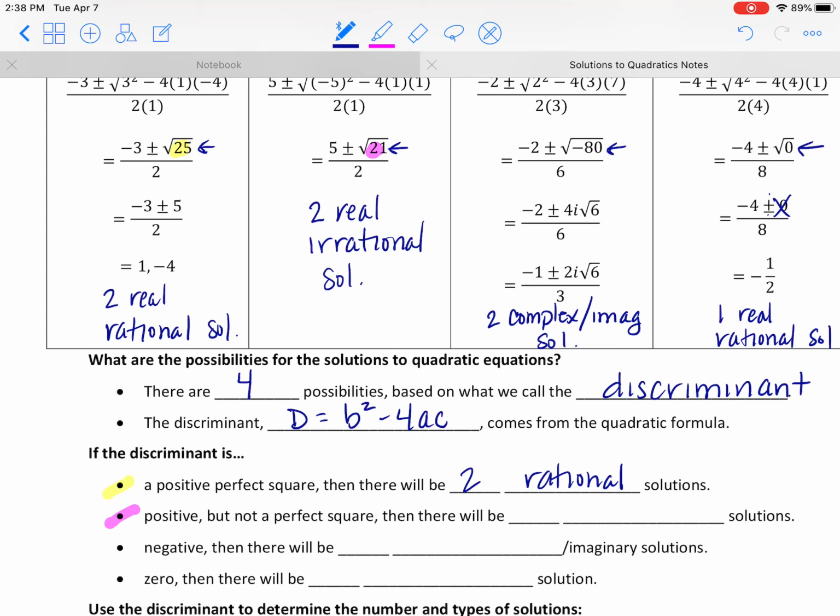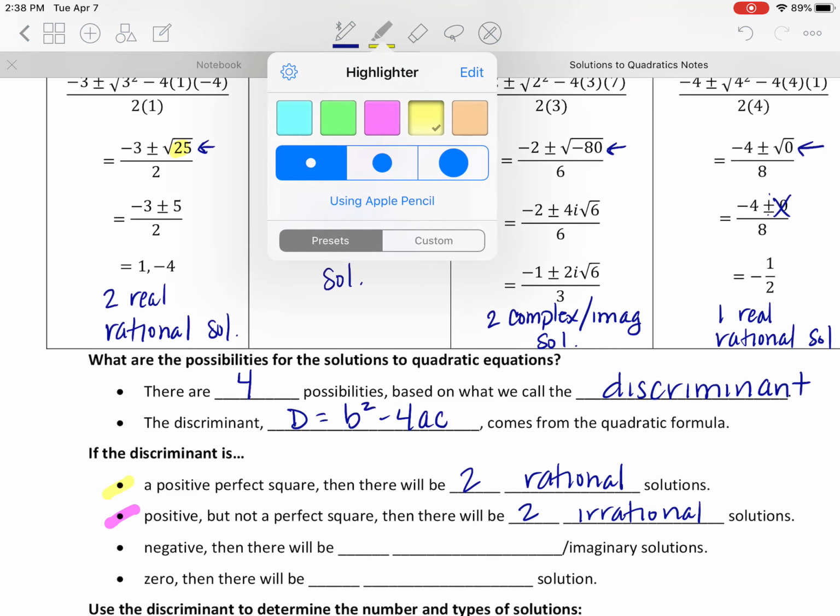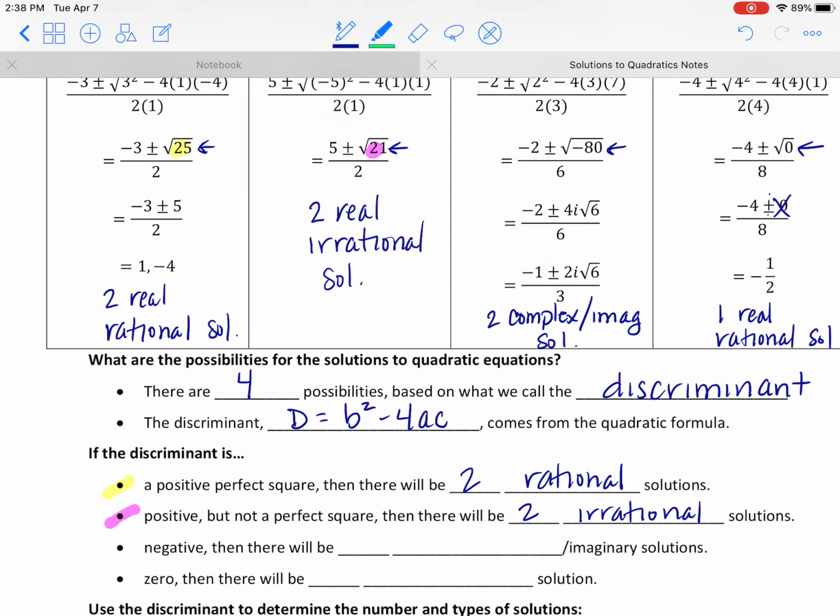Now, if the number we get under the square root is positive but not a perfect square, like 21, right? 21 is a positive number, but it's not a perfect square. You're still going to get real solutions, but they're going to be irrational. So that's going to cause two irrational solutions.